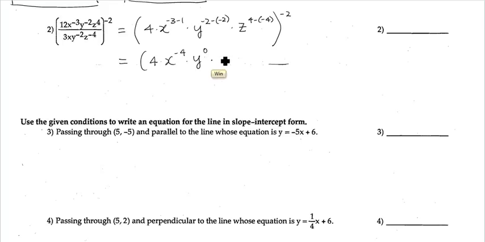Times z raised to the 4 minus negative 4. That would be 8. And close the parentheses, raise it to the negative 2. And now, in the middle, we have y to the 0. What does that mean? What is y to the 0? That is 1. Right? We have another 1. We need to remember a to the 0 power is equal to 1 as long as a is not equal to 0. Okay?